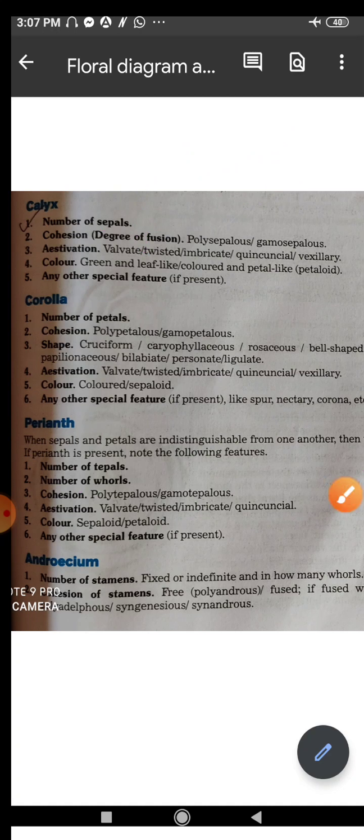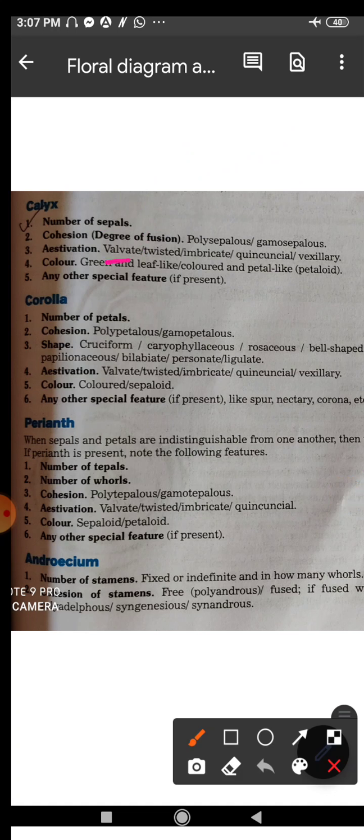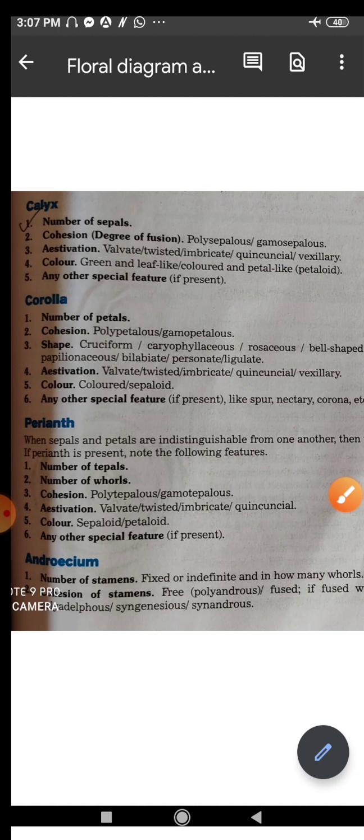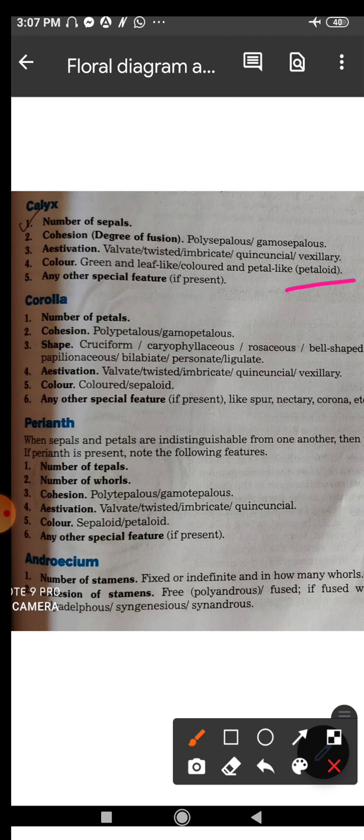Then we also talked about the various aestivations, right? So we talked about the valvate, twisted, imbricate, quincuncial and vexillary aestivation. And of course the colors, generally the calyx or the sepals are green in color, they are leaf-like, and at times if they are colored, then they are known as petaloid, right? Colored means they resemble the petals, petal-like. So then they are said to be petaloid. And of course if there is any other special feature present.